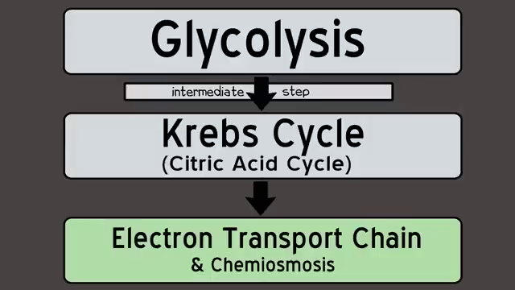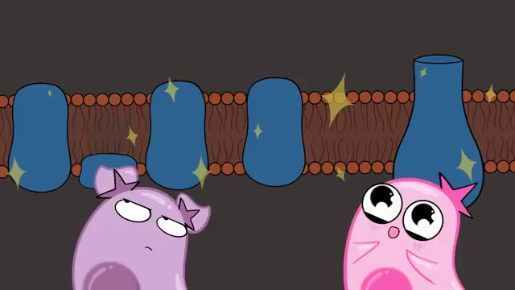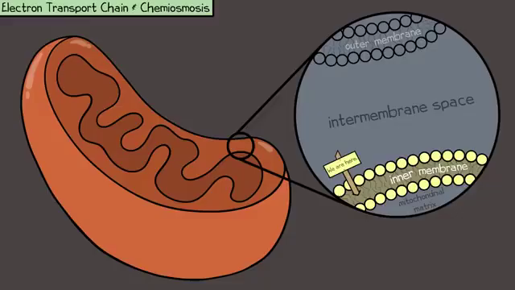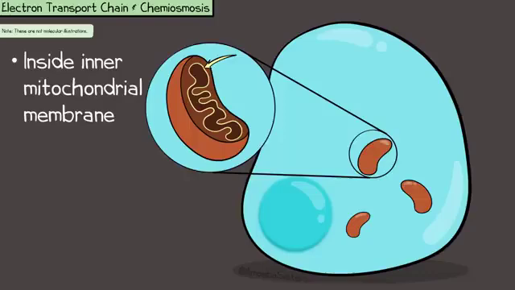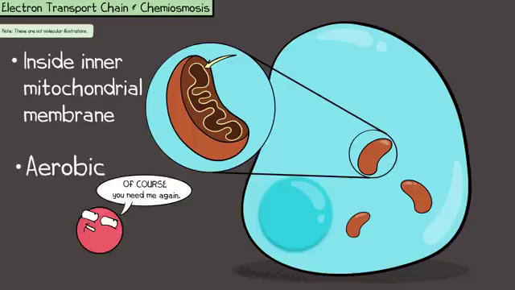Step 3, the electron transport chain and chemiosmosis. This is just a beautiful thing, really. In eukaryotic cells, this is still in the mitochondria, and to be more specific, it's involving the inner mitochondrial membrane. We do require oxygen for this aerobic step.